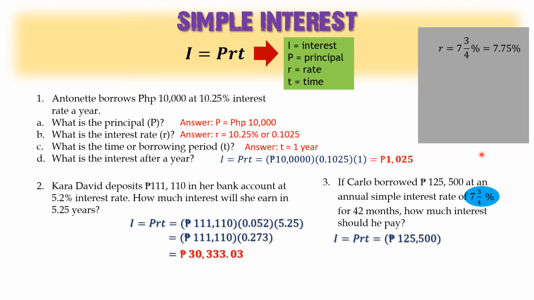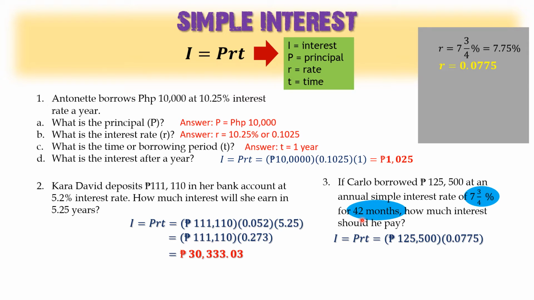Okay, so that is 7 3/4. 3/4 is 0.75, so ito ay 7.75%. Moving the decimal places, 2 places going to the left. Okay, 1 and 2 is equal to 0.0775. Plug in lang natin. And then, we have the time.